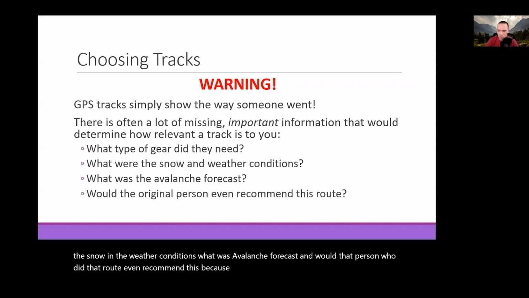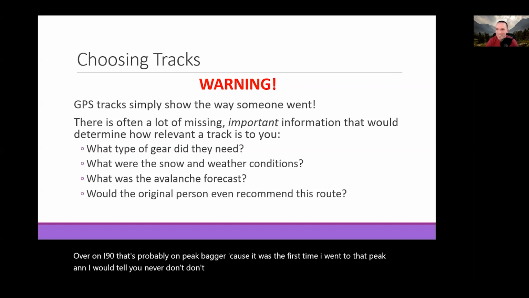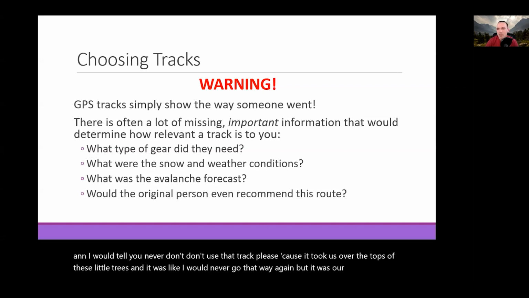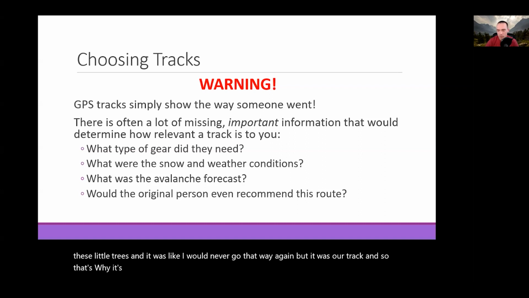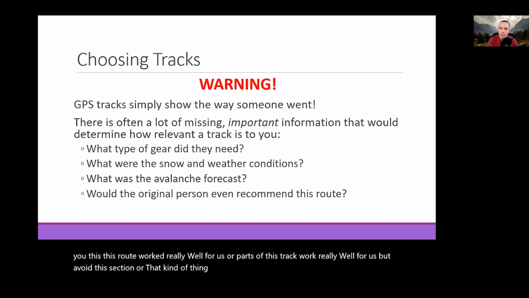Because I have a track for, I think it's Hemlock Peak over on I-90. That's probably on Peakbagger because it was the first time I went to that peak. And I would tell you, never, don't use that track, please, because it took us over the tops of these little trees, and I would never go that way again. But it was our track, and so that's why it's best if you know the person who's supplying the track, because they can tell you, yeah, this route worked really well for us, or parts of this track worked really well for us, but avoid this section or that kind of thing. So you always have to take pure GPX tracks with a grain of salt.